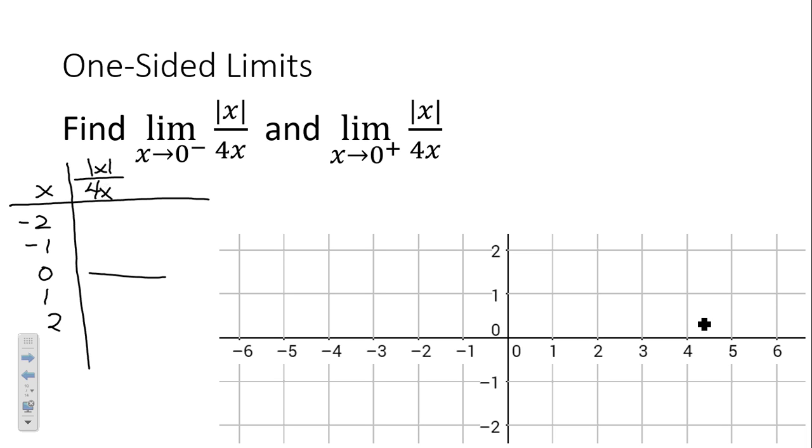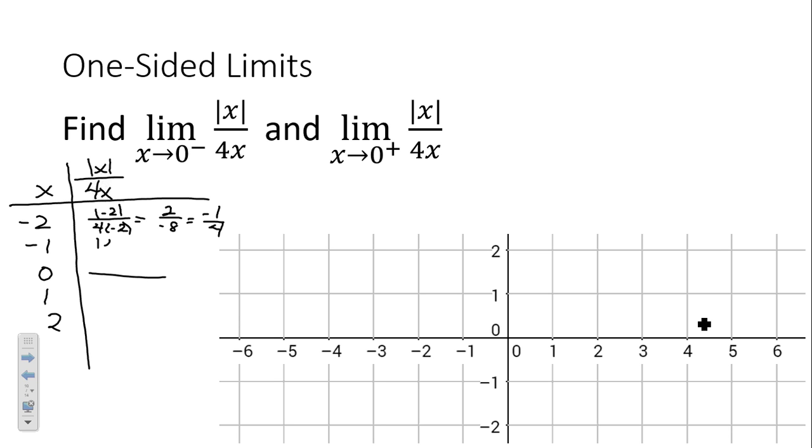Because if we try to take the limit as x goes to 0, we have a 4x in the denominator, it'll make it a 0 in the denominator. All right, so we're going to plug in negative 2. So the absolute value of negative 2 over 4 times negative 2 is going to get us, what's the absolute value of a negative 2? And what do we get when we multiply 4 by negative 2? So our net result is negative 1/4, negative 0.25.